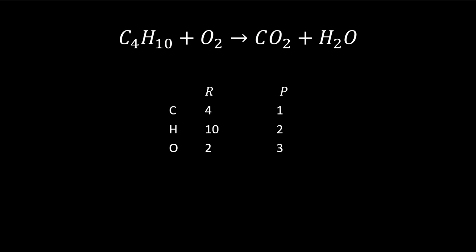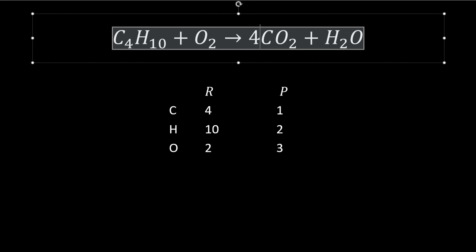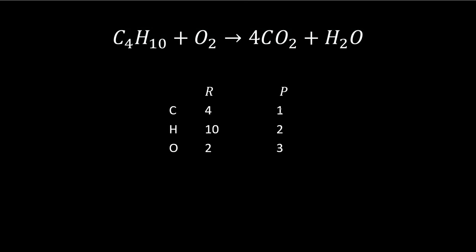Well, for atoms of carbon represented on the reactant side, we could add a coefficient of 4 in front of CO2. That would cause us to have 4 carbon represented. As far as the number of oxygen, 4 times 2, 8, plus the 1 from water would be 9, and that's cool. Next thing we would need to do is balance hydrogen, which we have 10 on the reactant side. Let's make sure we have 10 on the product side.